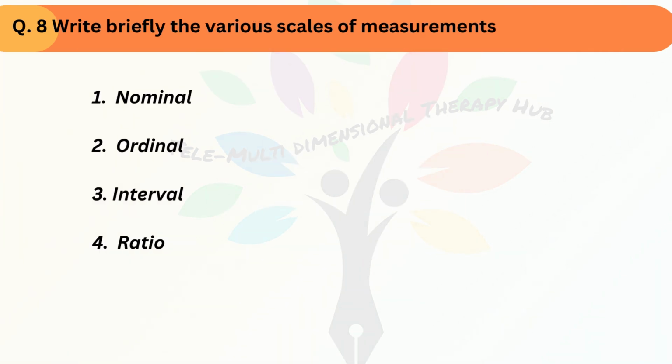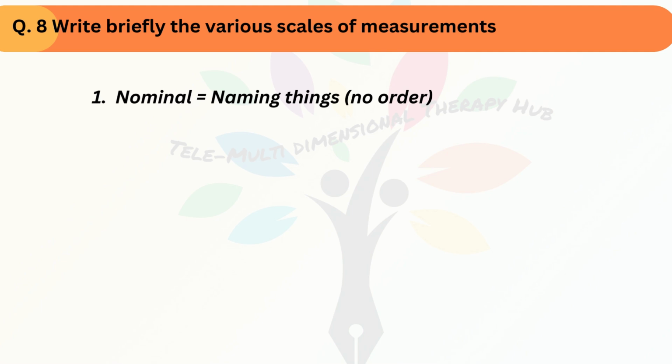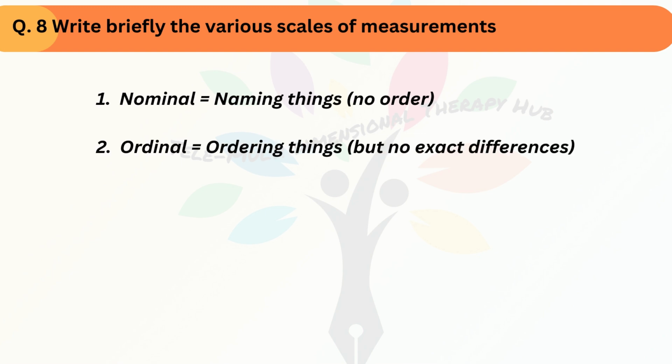Alright, let's see question number 8. Write briefly the various scales of measurement. So there are 4 scales of measurement in research. The first one is nominal. Nominal, it's like labeling things with names or categories, no order. For example, colors or types of animals. That means naming things.